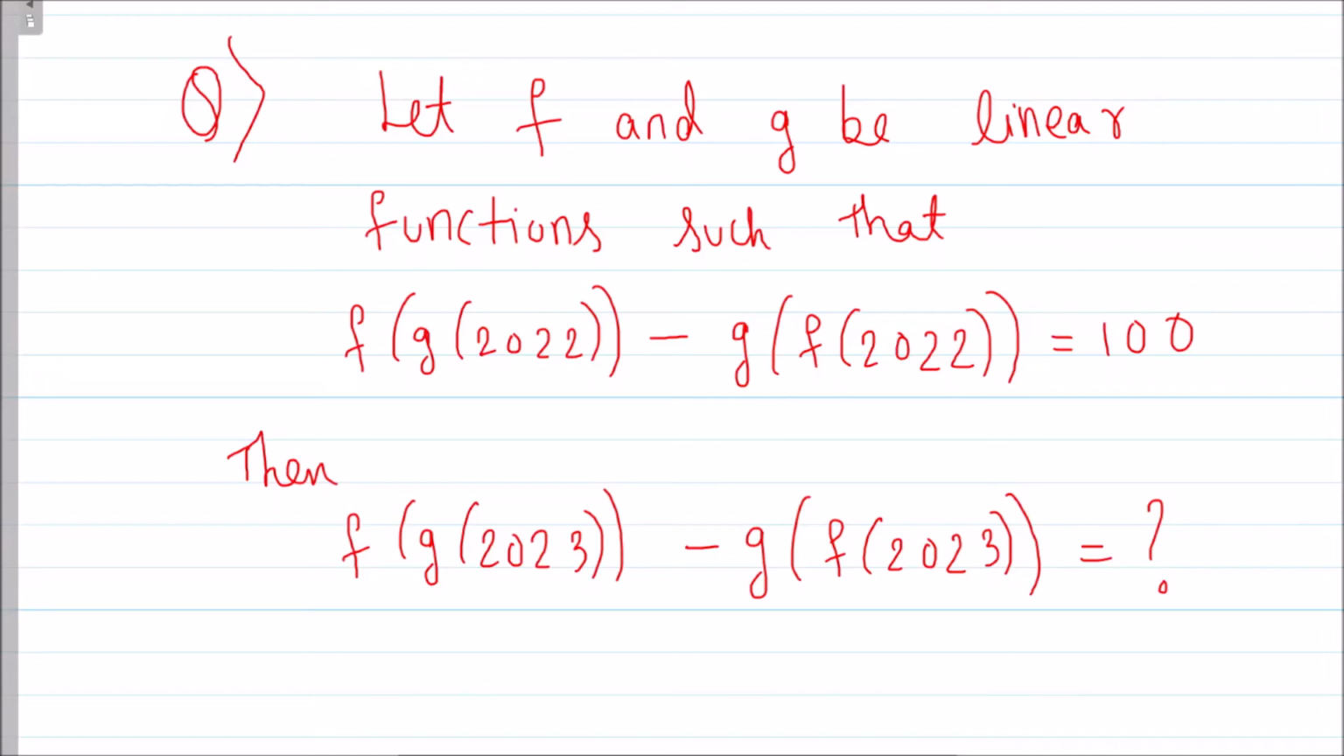Hey everyone, so this was the question which I came across, and this was asked in Berkeley's mini math tournament. Okay, so the question is, if you have two linear functions such that f of g of 2022 minus g of f of 2022 is 100, then what can you say about f of g of 2023 minus g of f of 2023?